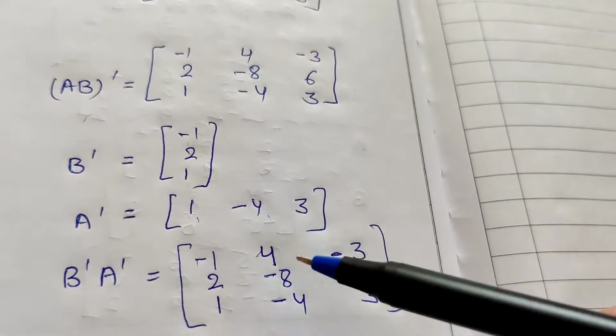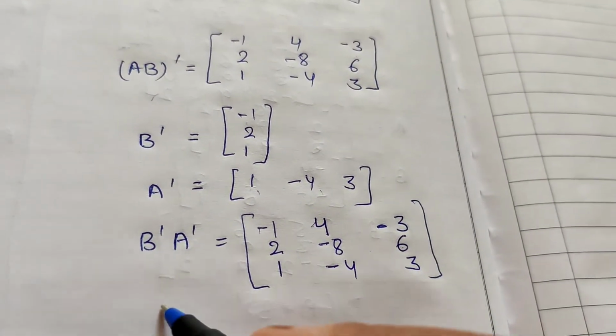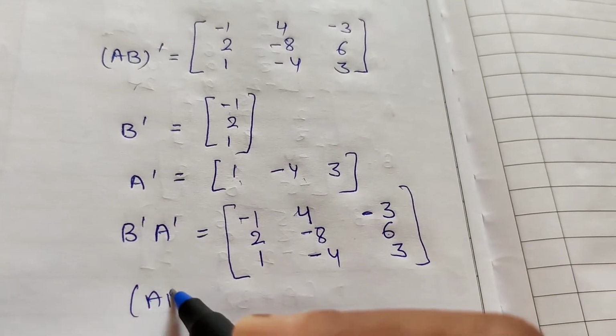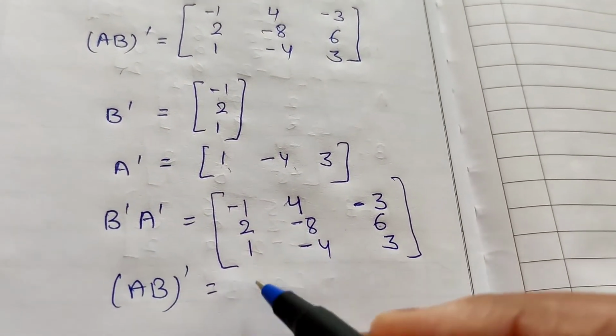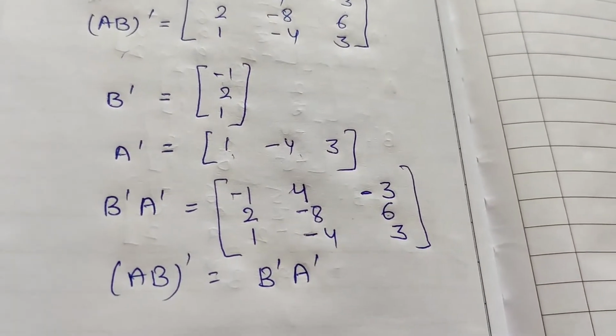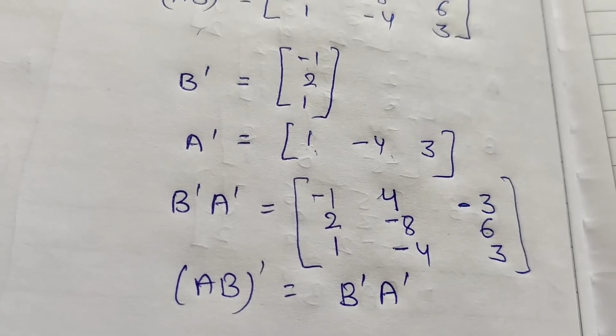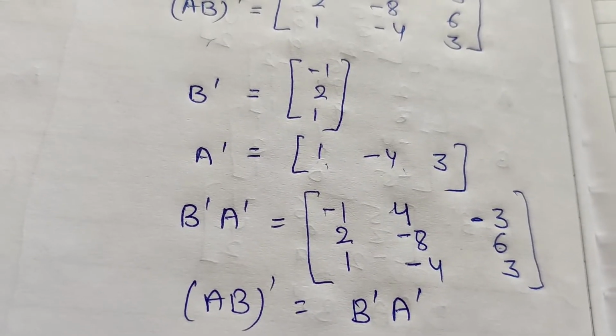This is the same. It means the transpose of AB equals transpose of B into transpose of A. The second part is the same. You can do it yourself. Now question number 6.